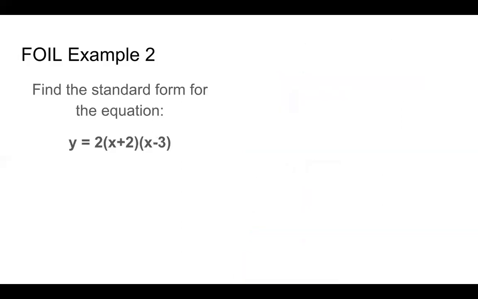So for our example number 2, now I've added a little bit of something over here. I've added a 2 out front of our 2 factors, or our 2 binomials, sorry. That 2 is going to be important, but we're going to save it for the end. So don't even worry about that. We're going to focus on FOILing these first 2 parentheses, I should say.